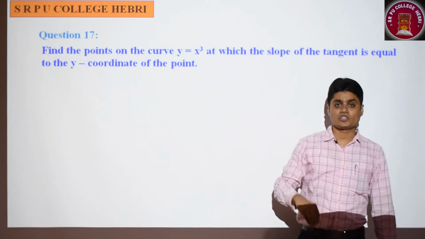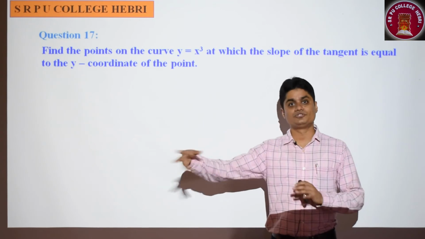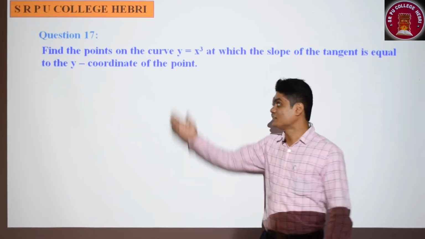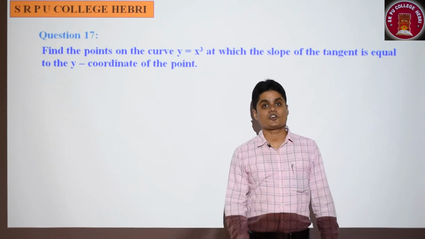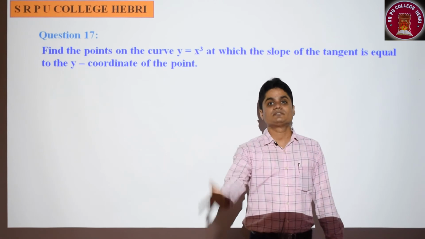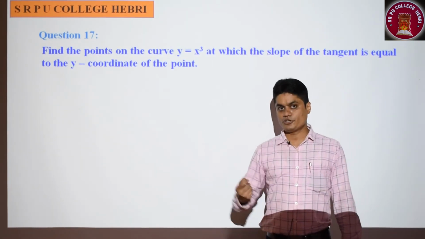Up to now you solved problems where the slope of the tangent is equal to some number, like 2 or 3. But here the slope of the tangent, dy by dx, is equal to a variable, that is the y coordinate of the point. We don't know what that is. If we take it as y, then dy by dx is equal to y. Because of this, this problem is a little different. So I will show you how to answer this.